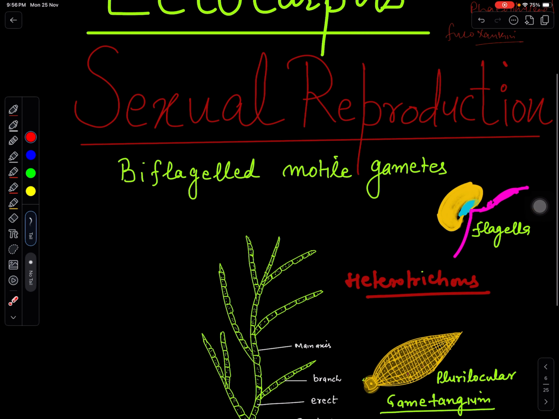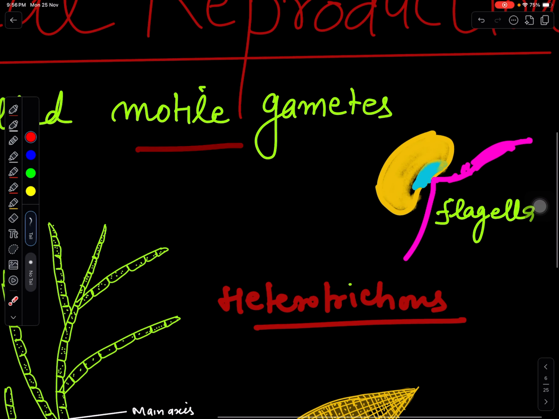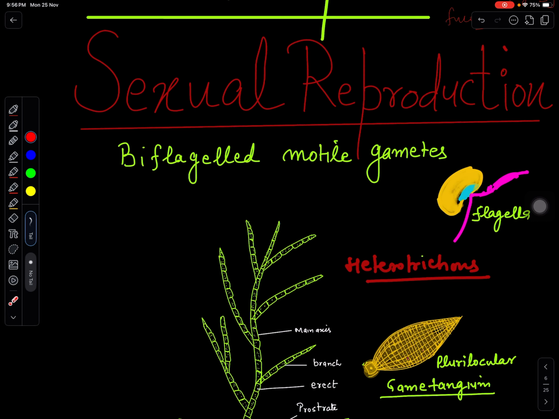This is with the help of biflagellated motile gametes. Gametes are produced which can move from one place to another, and they have a pair of flagella. One flagellum is directed toward this side and the second is like this, and it has a nucleus, and this is the gamete having cytoplasm. So this is a motile gamete.